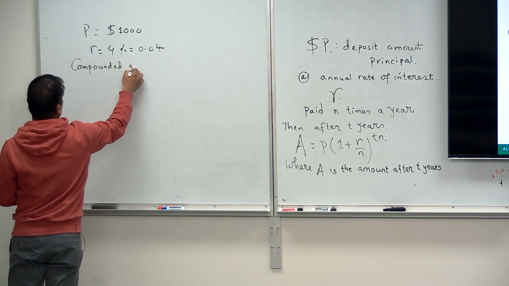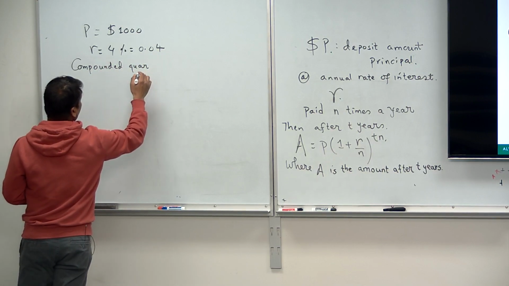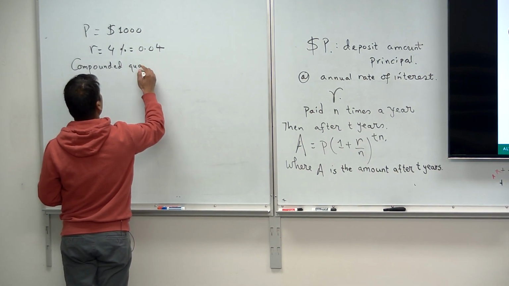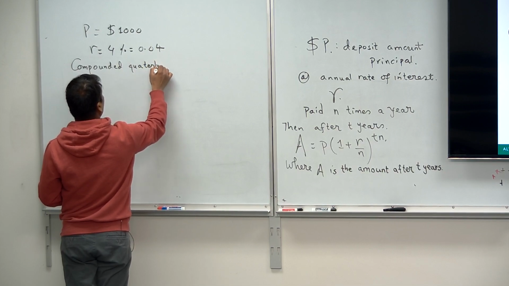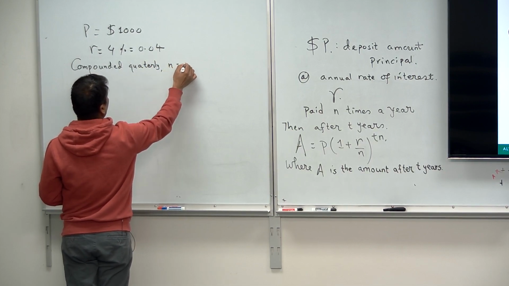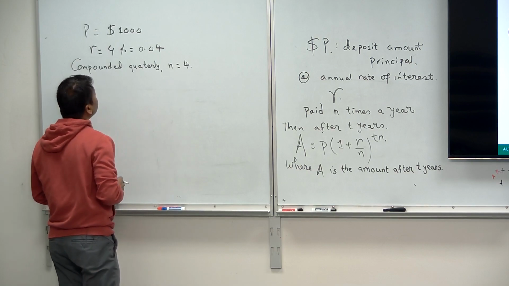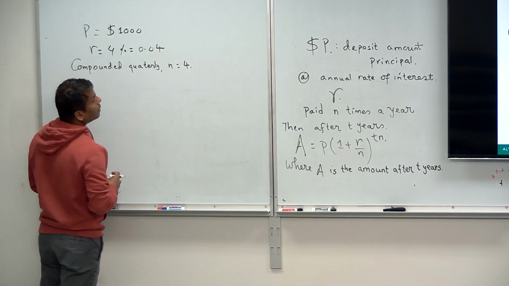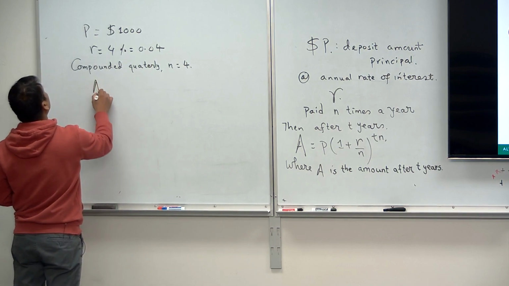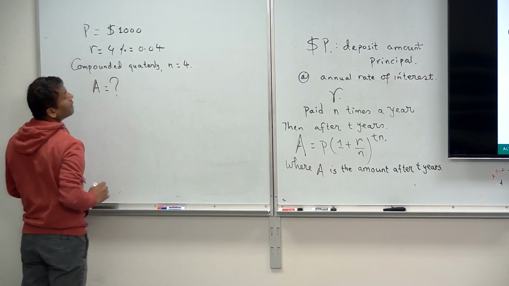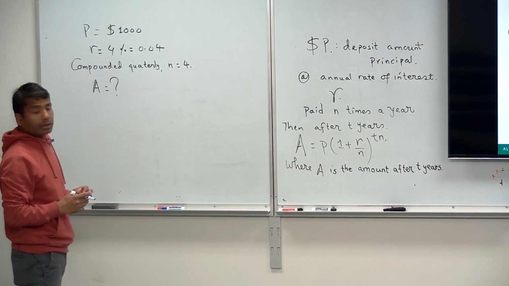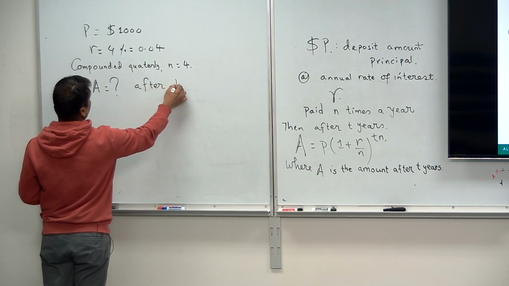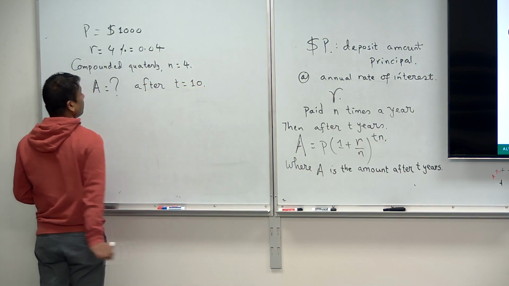You compounded quarterly, right? So compounded quarterly means N equals 4. And you have to find out the amount after 10 years. So T equals 10. After 10 years, that means T equals 10.